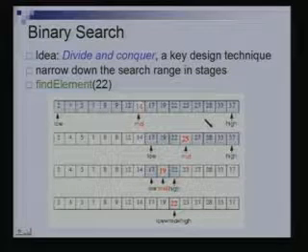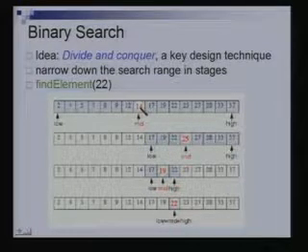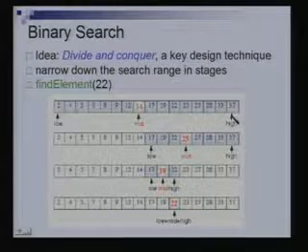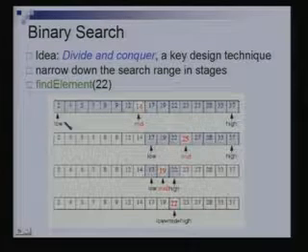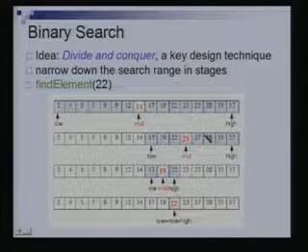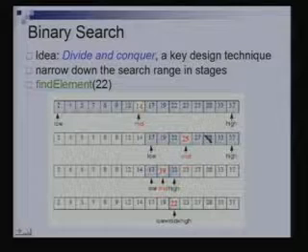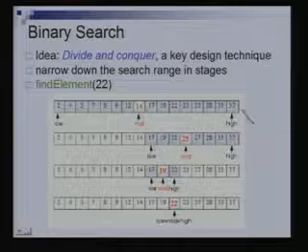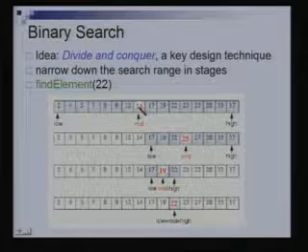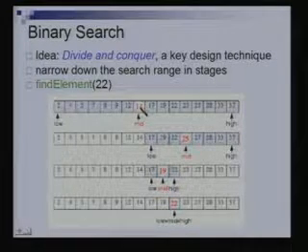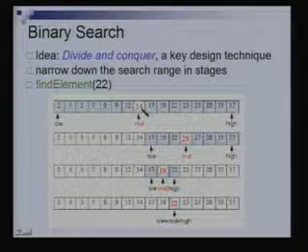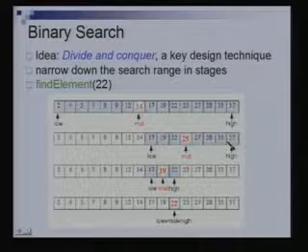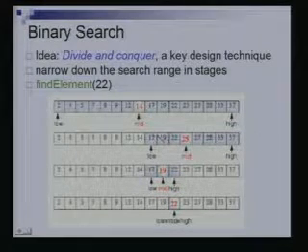Everyone is okay with that? So which means that the element 22 has to lie between here and here. So we use these two variables, low and high, to indicate the range of the part of the array in which we have to search for our element. Initially we had to search for the element in this entire array, but after looking at 14 we have figured out that we should now search for the element only in this part of the array. So now we are searching for 22 in this part of the array.